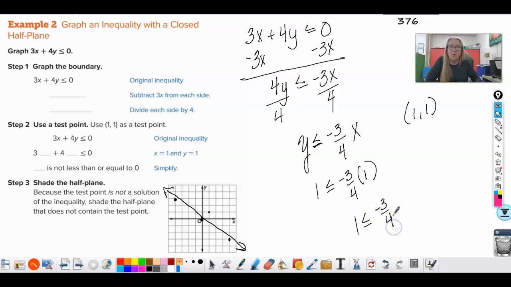-3/4. 1 is not less than -3/4. Therefore, that side is not the side that solves it. This side is the side that solves it. So we shade that side.